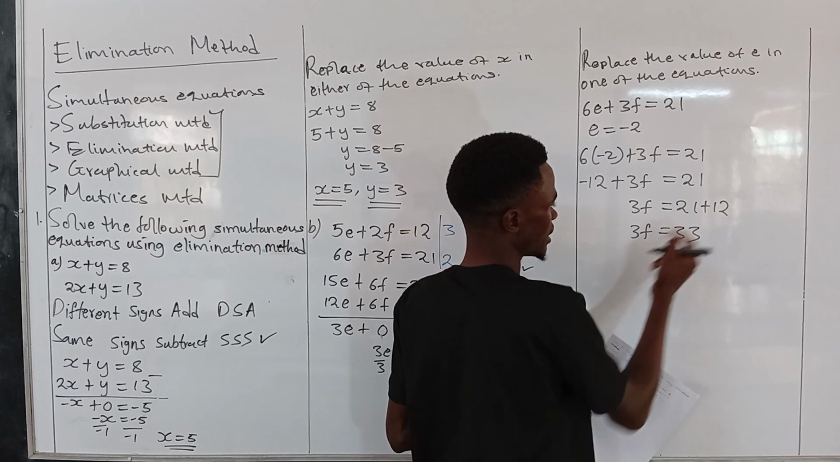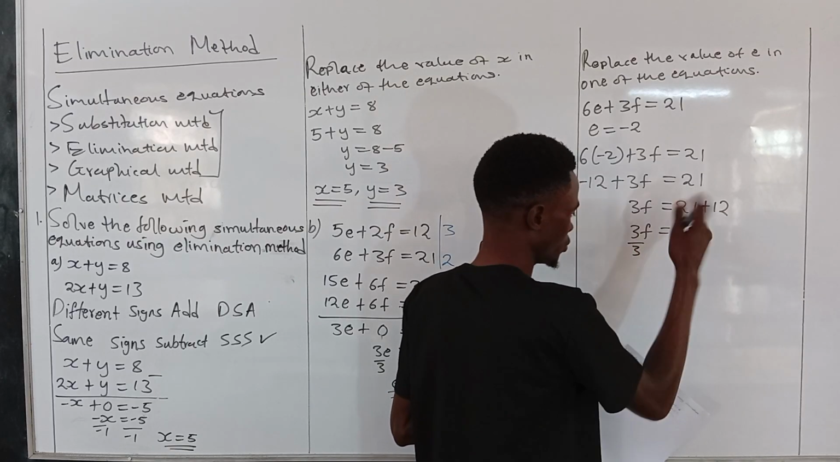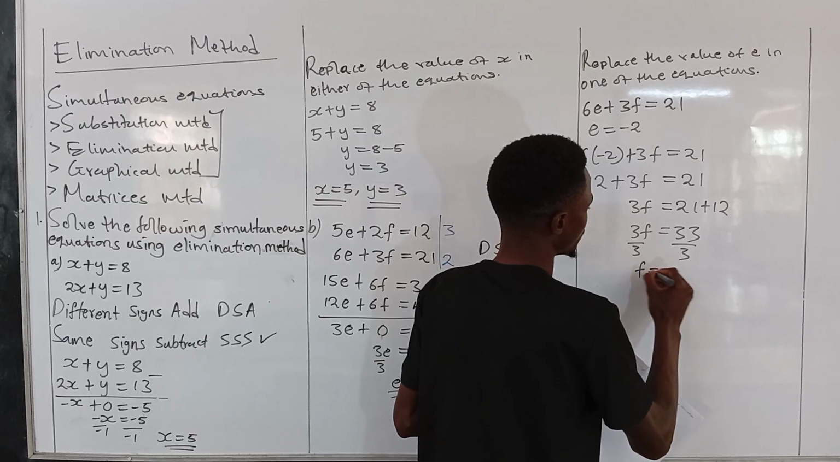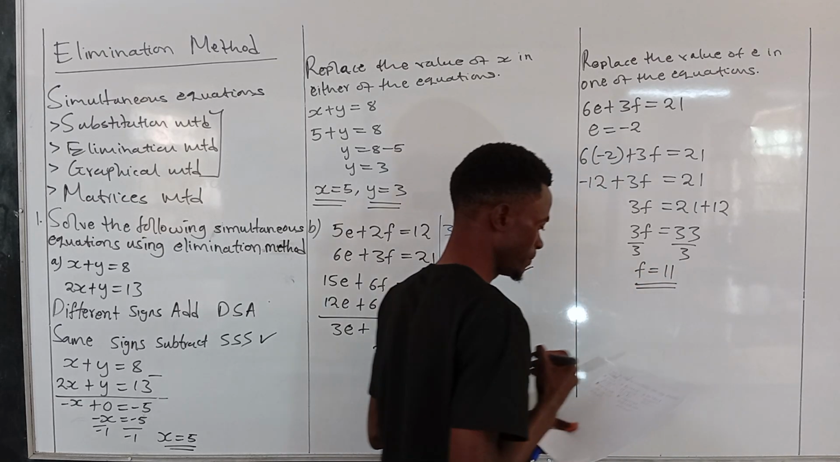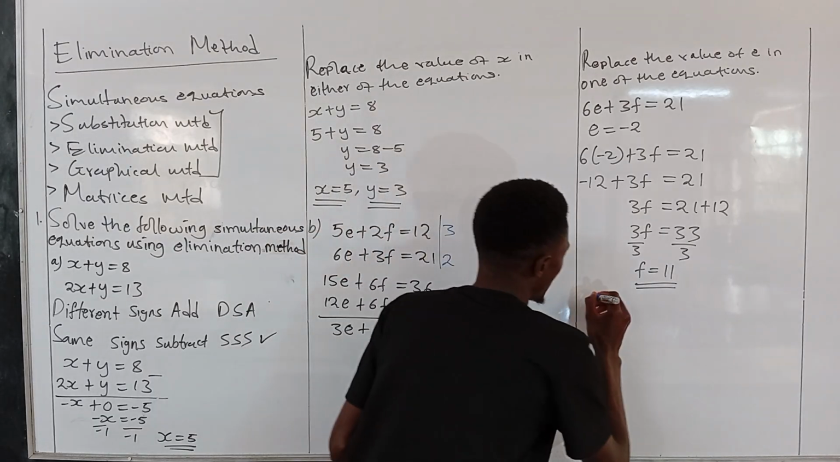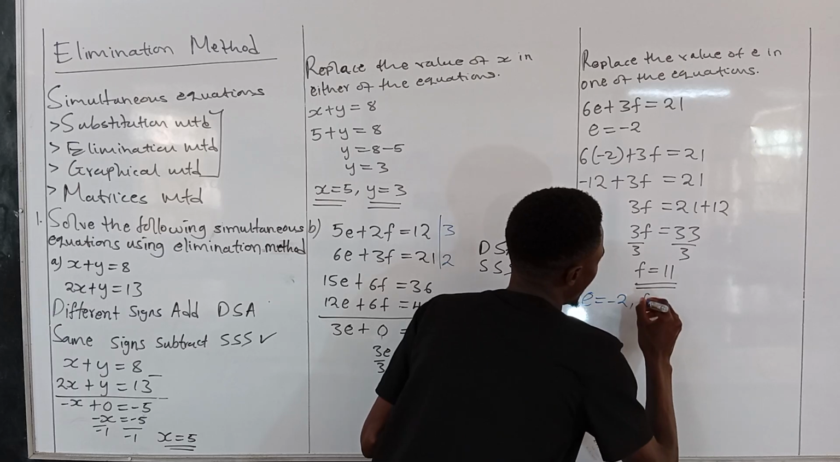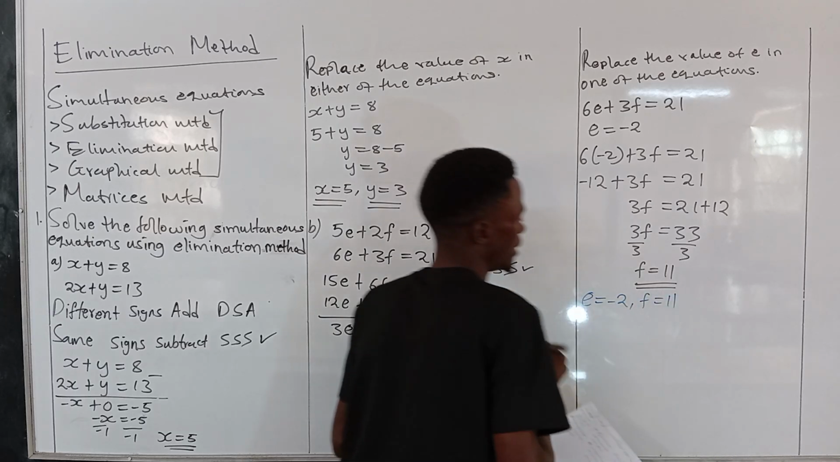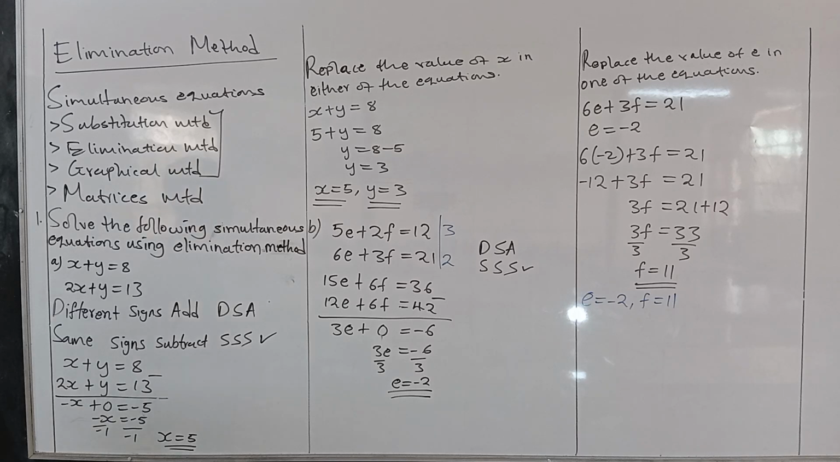So if you add this and that, it's going to give you 33. You divide by 3, and our f is going to be 11. So that means that the value of E is going to be -2, and the value of f is going to be 11.